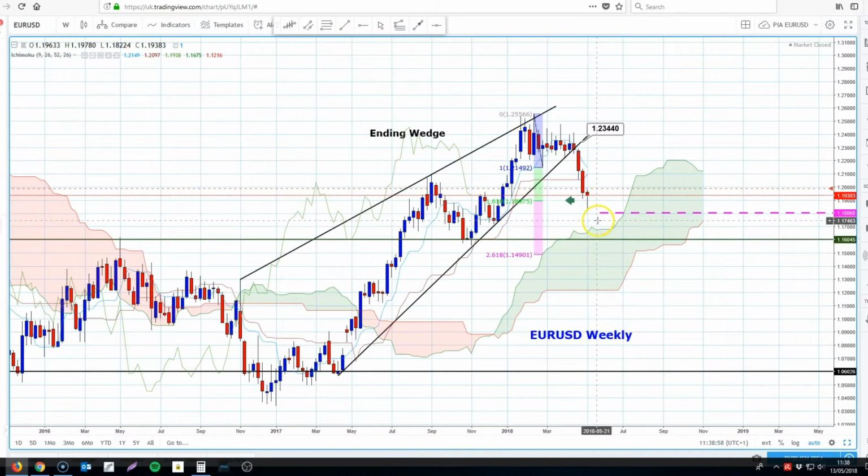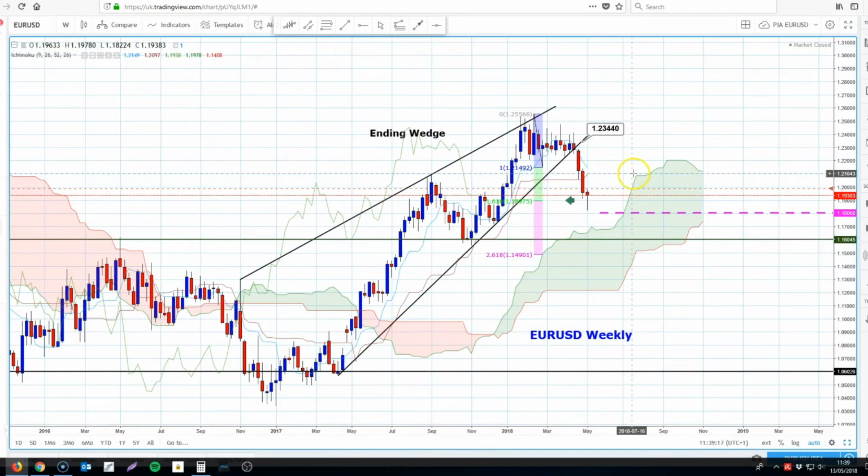We have bespoke support at 118.07. We just missed that to the downside. We've got a 161.8% extension level here. So we're looking for this move higher again to be corrective. We've got a Marubozu level located around about 120.38.